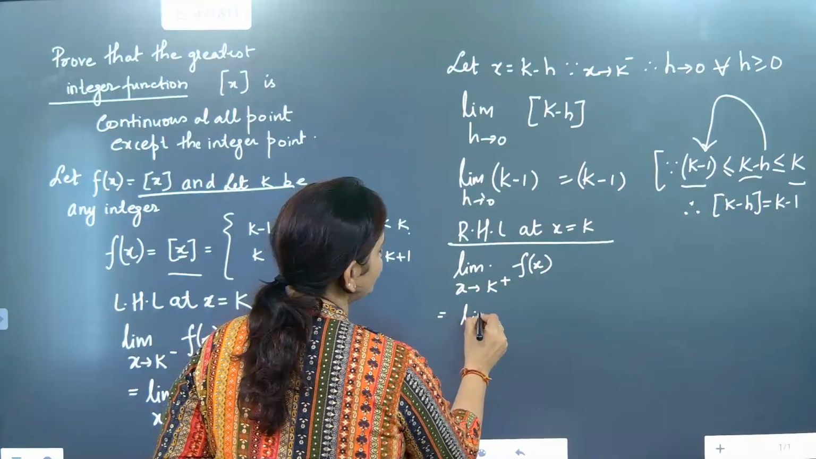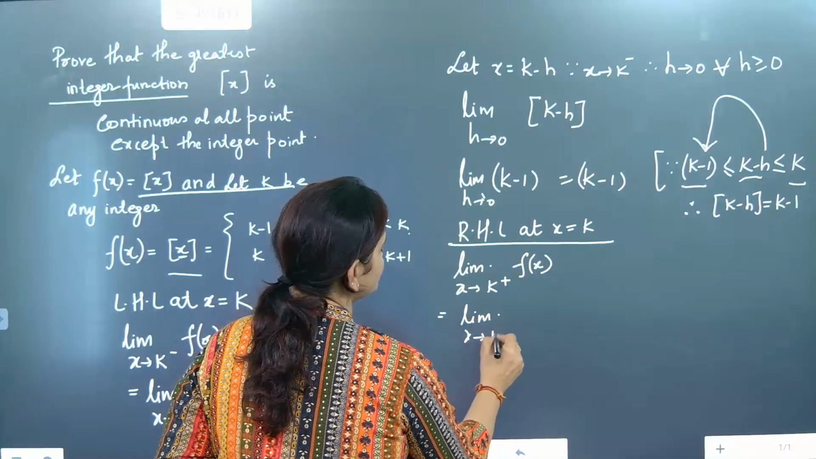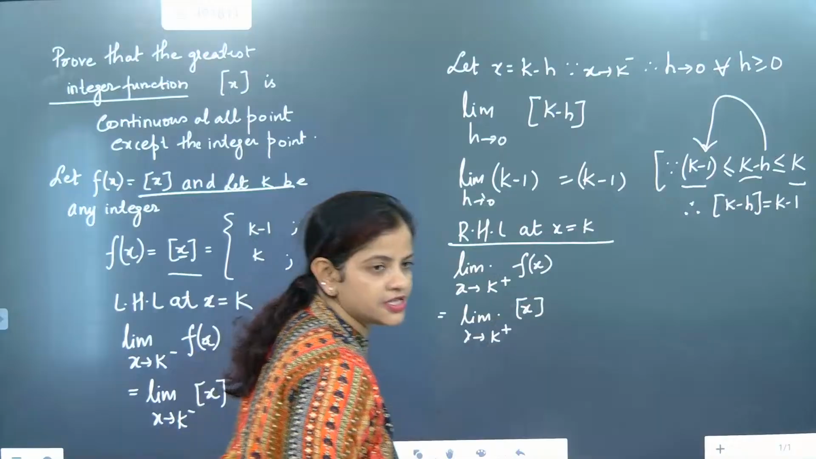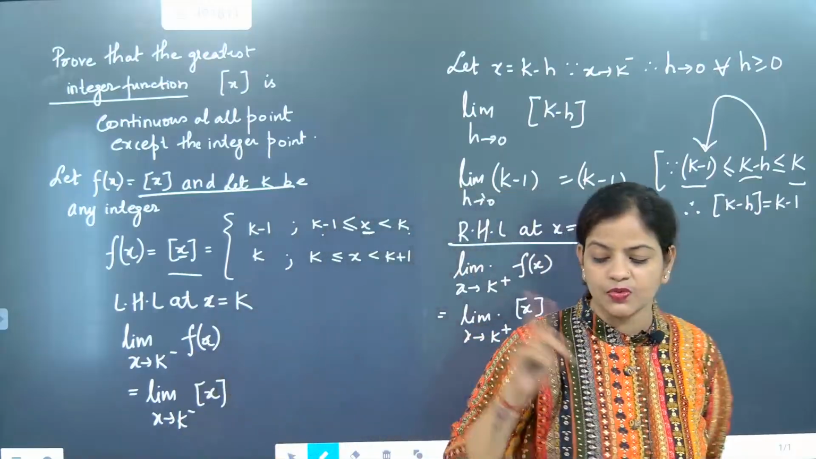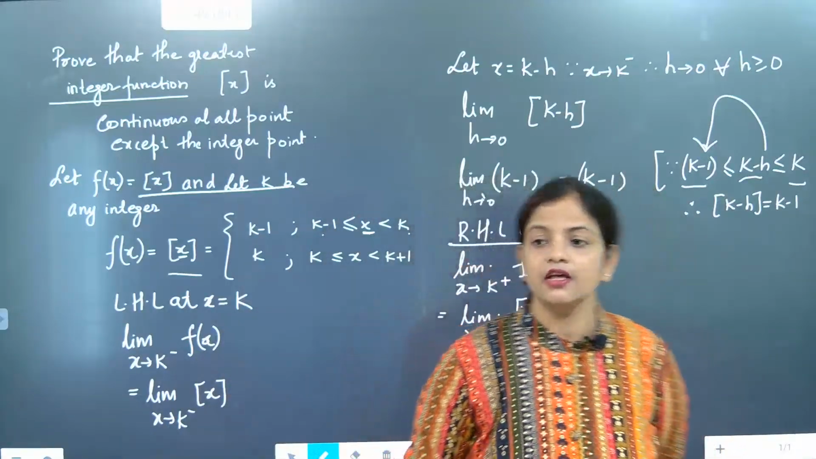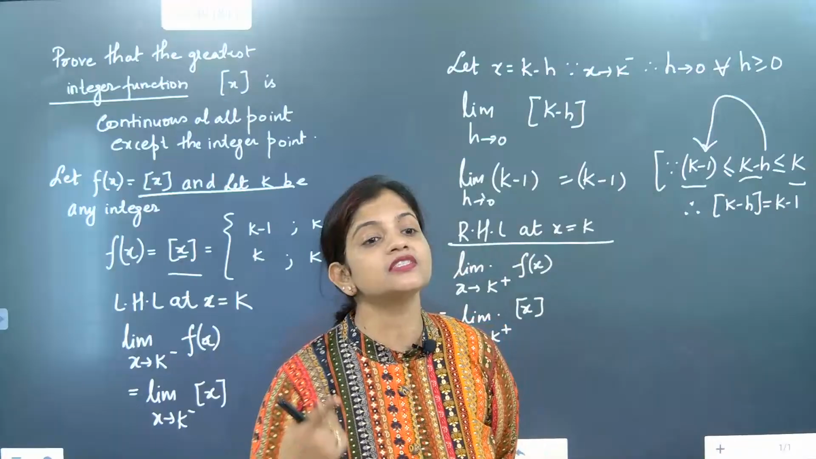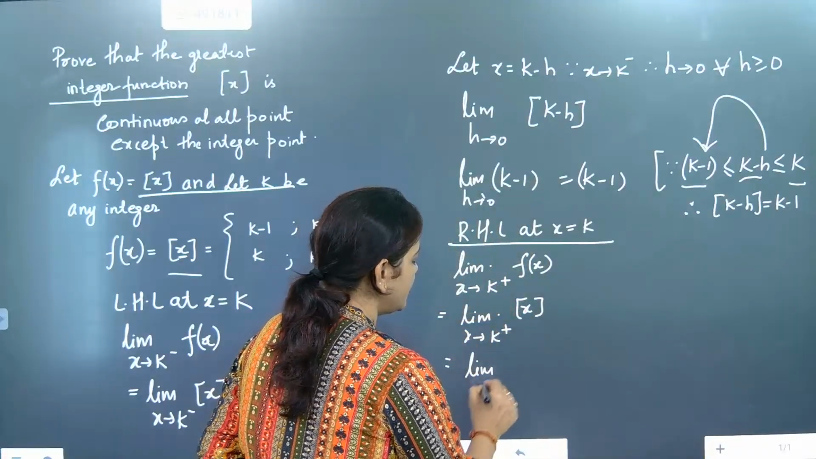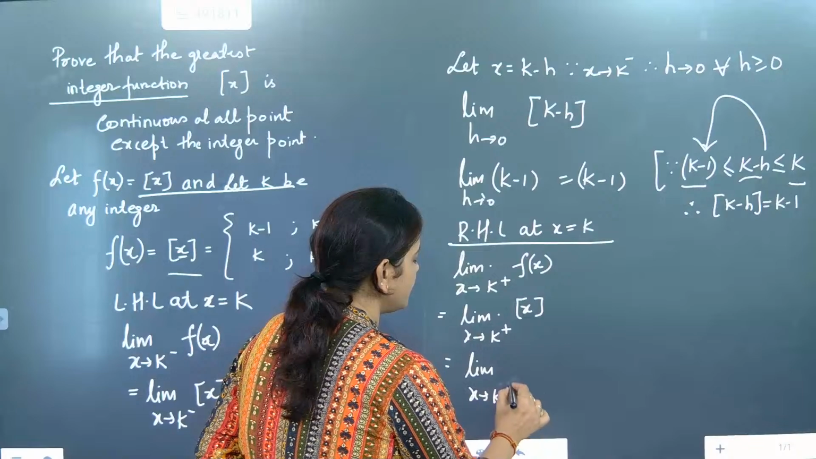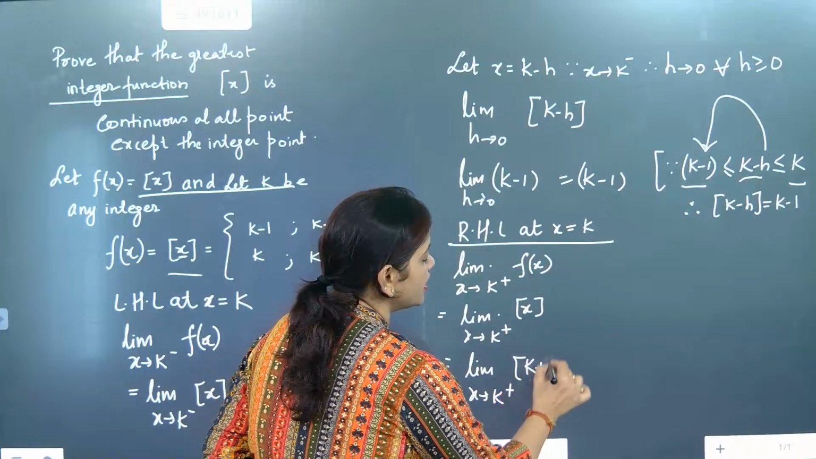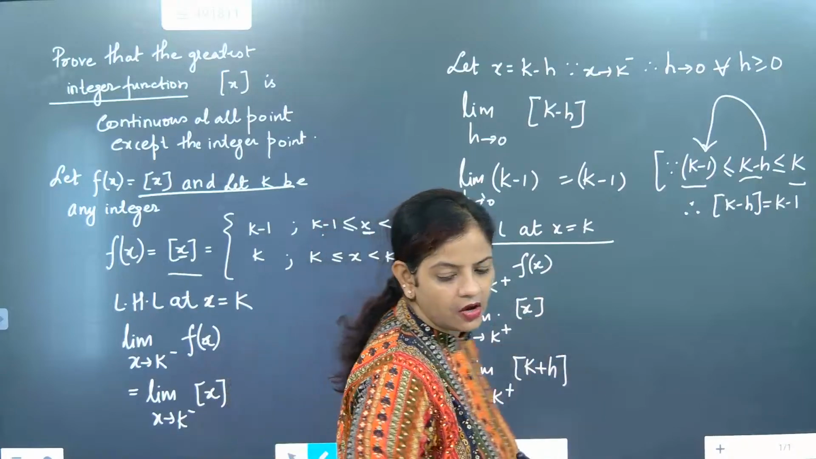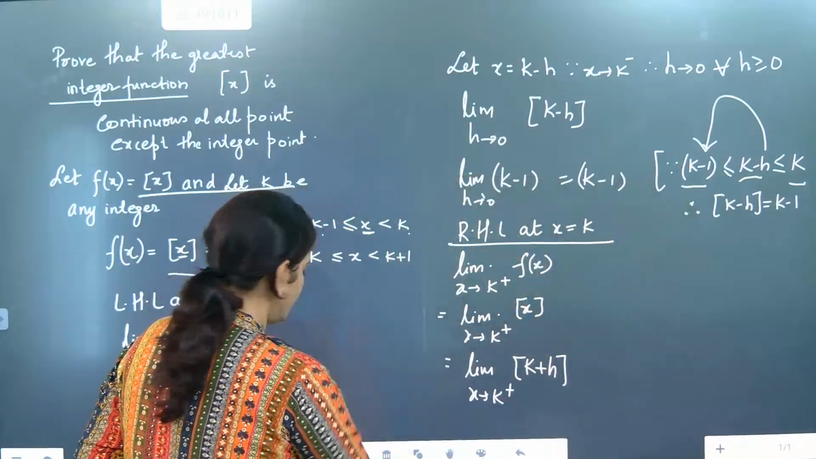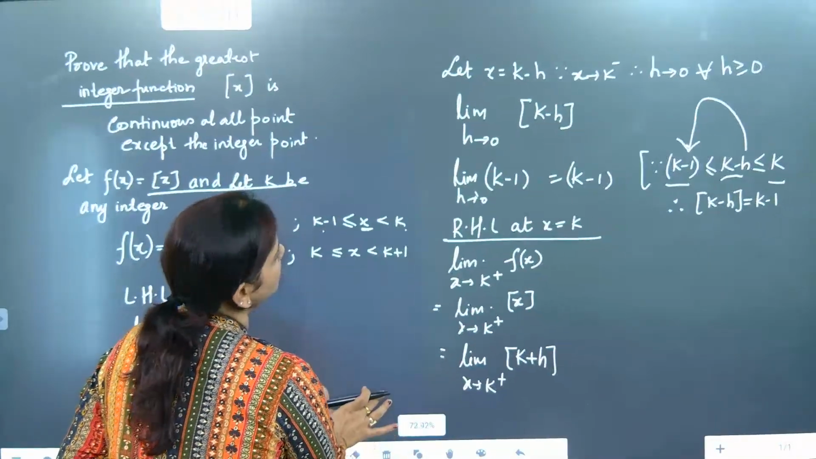Now here what are you going to write? Limit x tends to k plus. Now this is coming as greatest integer x. And now, beta, greatest integer x means which side you are taking? Right side. So this time it will become k plus h. Understood? What will it become? It will become limit x tends to k plus. Here it will become what, beta? K plus h. And once k plus h is coming, now you people are intelligent enough to know how to handle this.